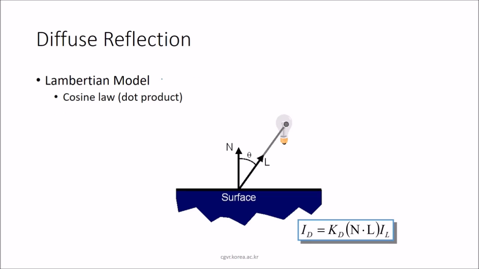We can also take the Lambertian model. This is the simple cosine law, a simple dot product. Here n is the surface normal and L is the incident light. So I_d, the intensity of diffuse reflection, is given by Kd, the constant, times n dot L, times I_L, the intensity of the light.